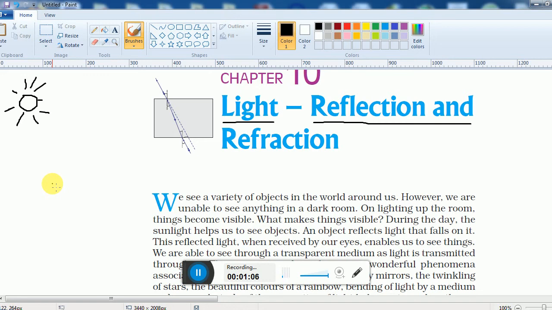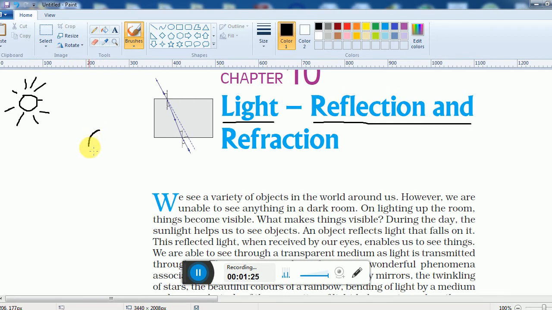Even in the night sky, the stars are all luminous objects because they have their own light. But the moon is not a luminous object. Even our earth is also not a luminous object. So then how can we see the moon in the sky in the night time? How can we see that?